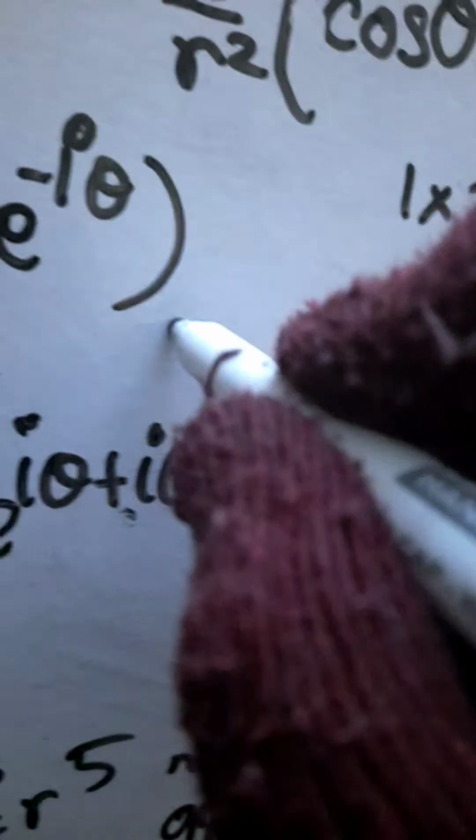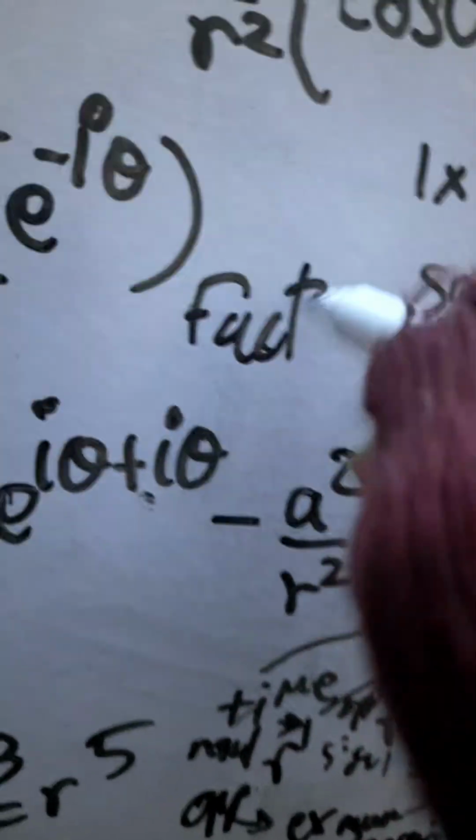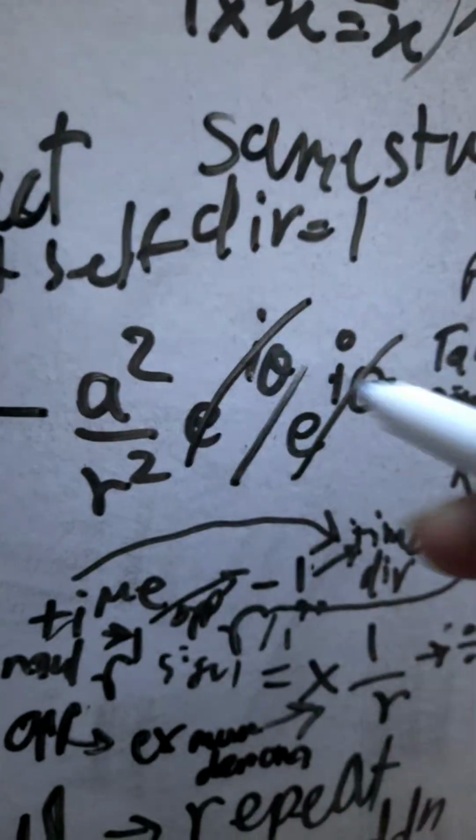Also, everything is a factor of itself, right? You have to remember this: everything is a factor of itself. So it would just cut to 1.